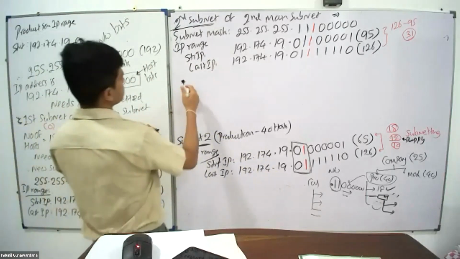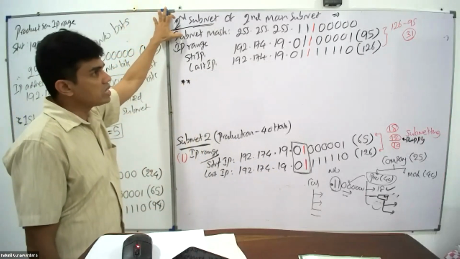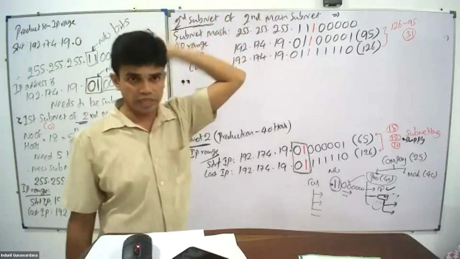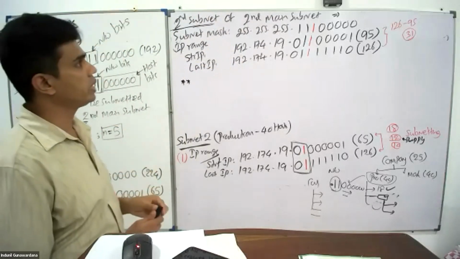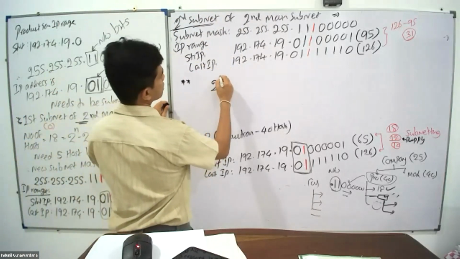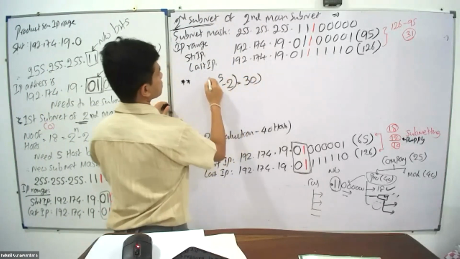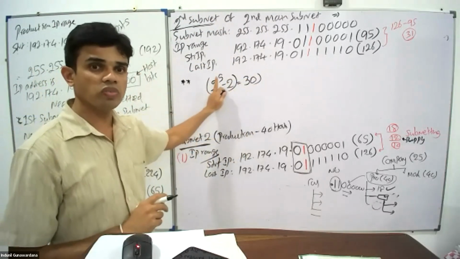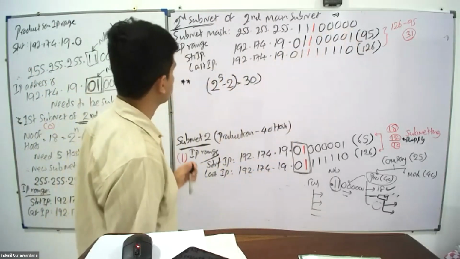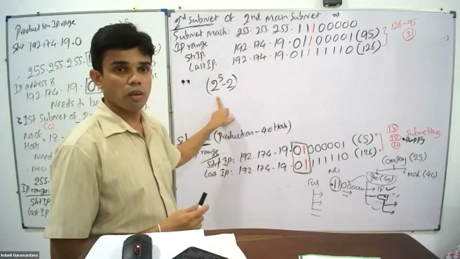Okay, then I will write a sentence and say, the second subnet of the second main subnet can accommodate 30 hops, within brackets 2 to the power 5 minus 2. 5 hop bits can accommodate 30 hops.